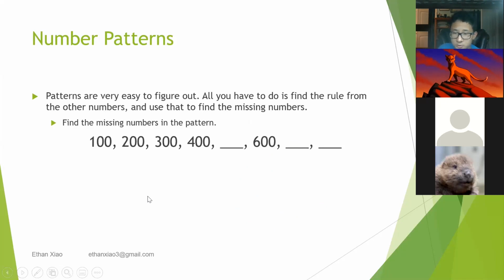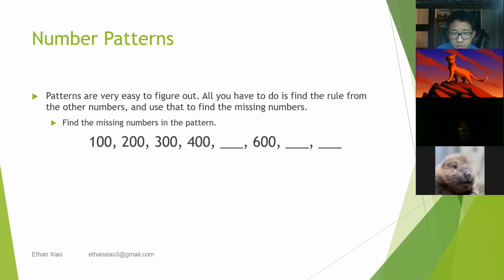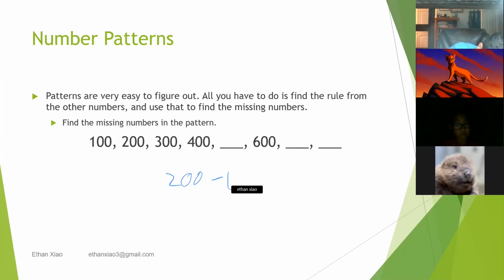Okay, number patterns. These should be pretty easy. They are actually really easy to figure out. All you have to do is find the rule from the other numbers and use that to find the missing numbers. So in this problem, yeah, you're correct actually. It's pretty easy to find the rule. All you have to do is subtract one from the other, and 200 minus 100 equals 100.